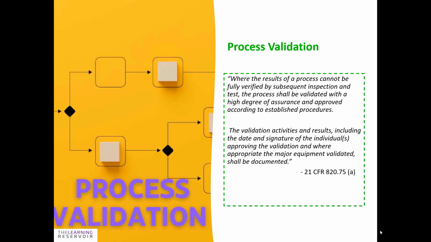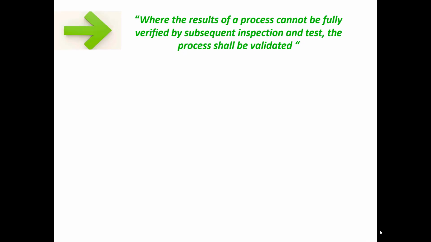It's stating here that for a process, if it cannot be verified in the future by subsequent inspection and test, you have to do a validation of that process. And all those validation activities that you do, and a lot of activities are done when you're doing a validation, have to be signed and dated by the individuals doing the validation and approved, and you have to document your activities. And all the work that you have to do per 21 CFR 820 should be documented and signed off by the individuals involved.